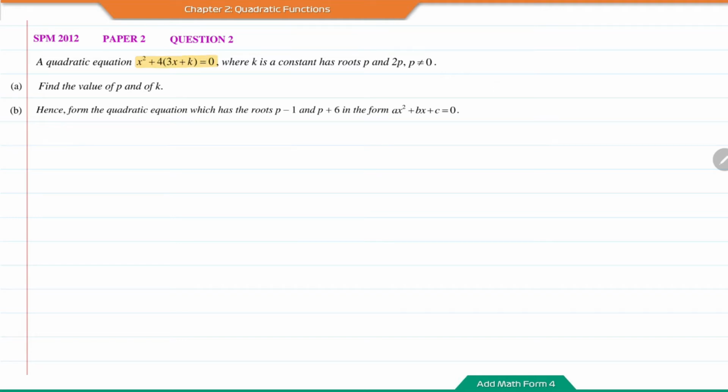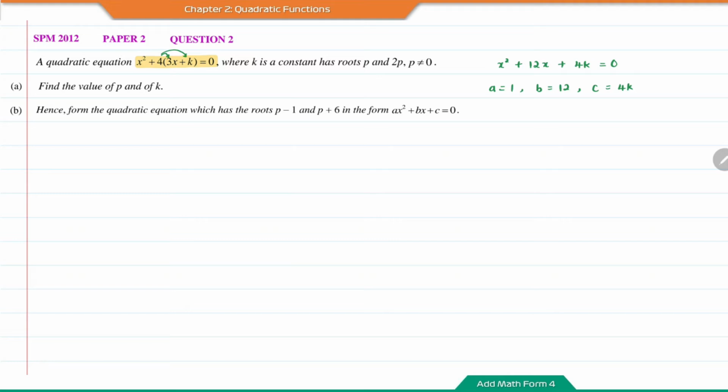Now look at the quadratic equation given here. This is not written in general form. So first I'm going to expand this. Therefore you're going to have x squared plus 12x plus 4k equal to 0. So now I can compare it with ax squared plus bx plus c equal to 0. Therefore the a here is equal to 1. The b is equal to 12 and c is equal to 4k.